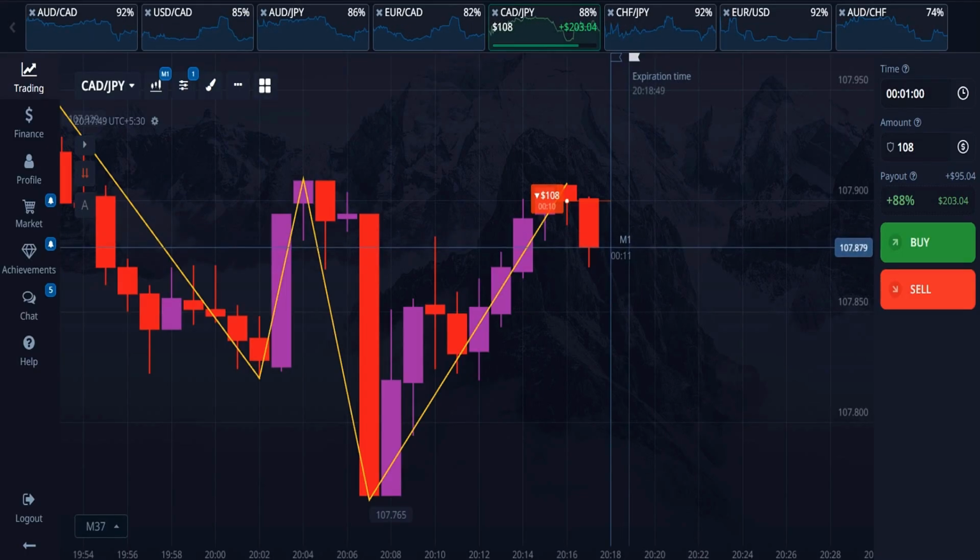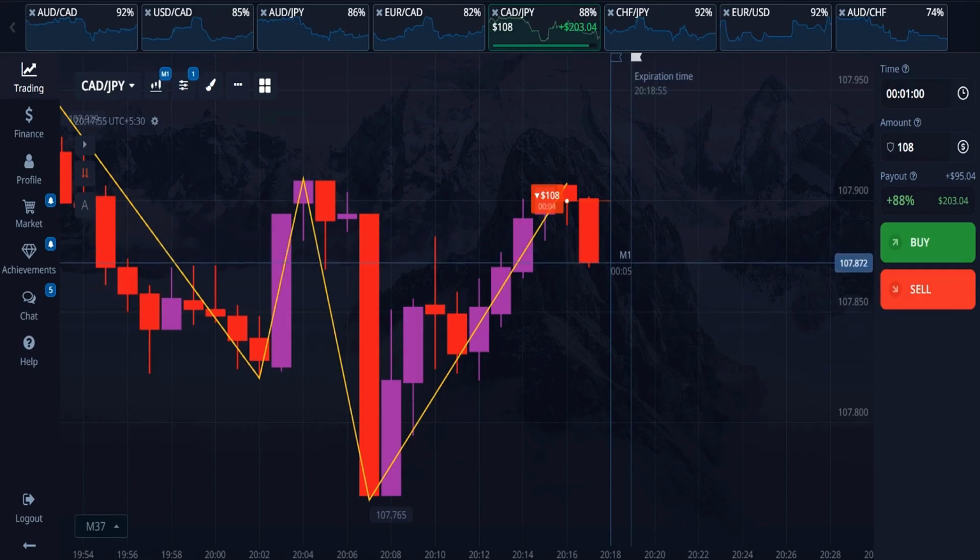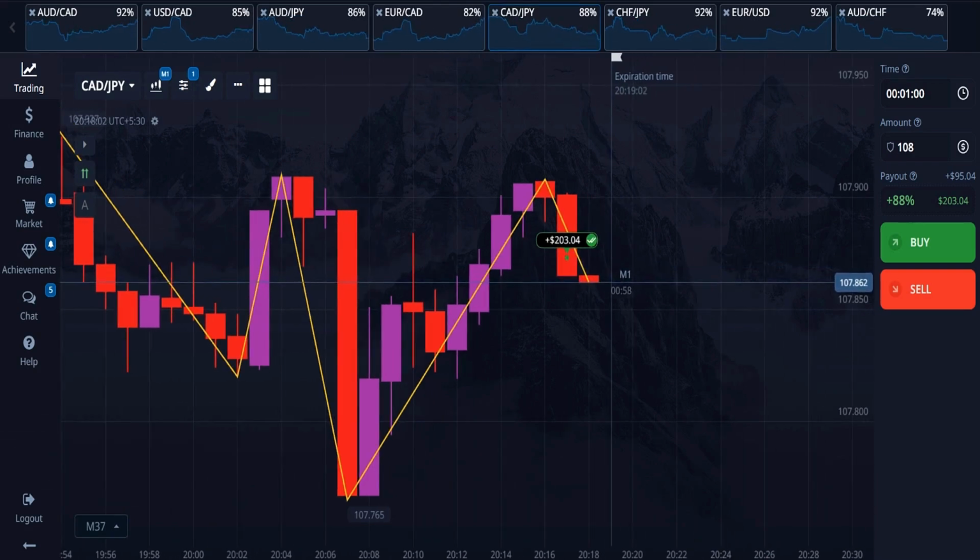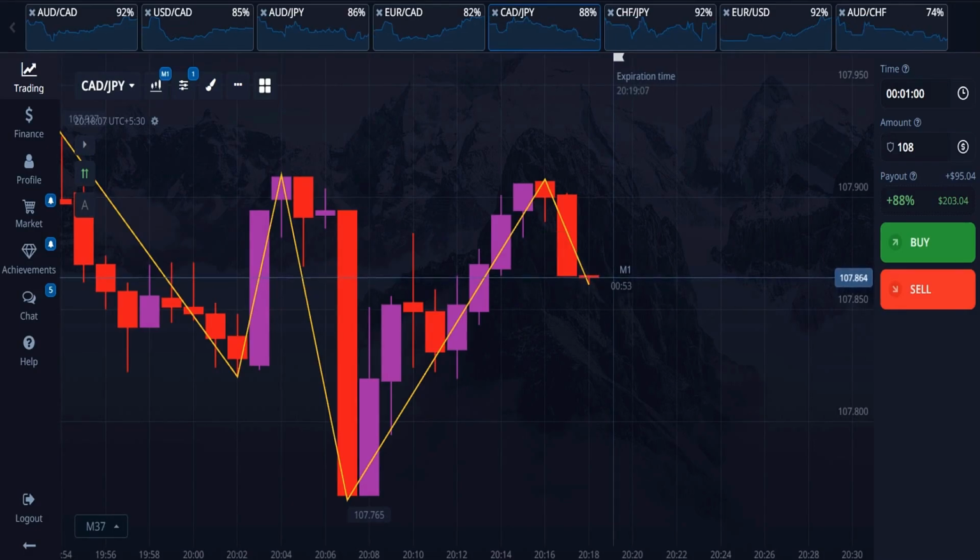Enough theory. Let's test this strategy in real market conditions. I'll take live trades step by step so you can see how it works in action. Watch closely, follow the rules, and let me know in the comments if you have any questions. I'll be happy to help.